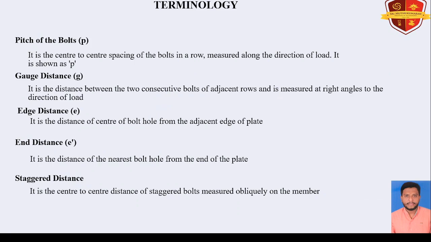The important terminology in steel structures: first, pitch of the bolt, which is measured along the direction of load. Then gauge distance, which is measured along the right angles to the load. Next, edge distance, the distance of the center of the bolt from the adjacent edge of the plate. Next one is end distance, the distance of the nearest bolt hole from the end of the plate. Next one is staggered distance, the center to center distance of staggered bolts measured obliquely on the member.